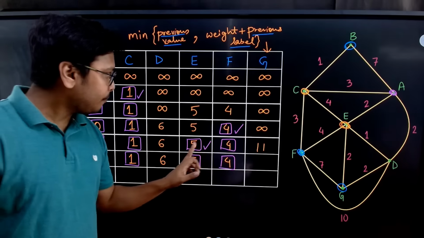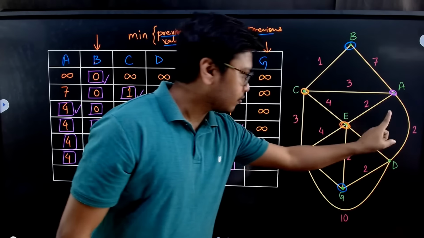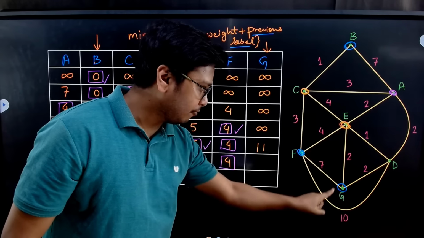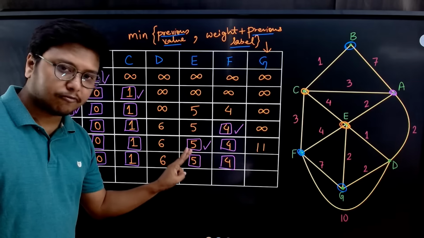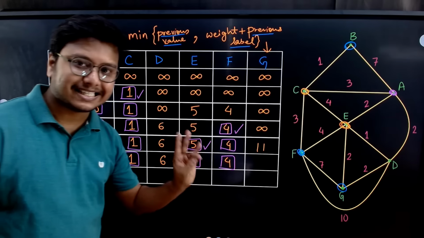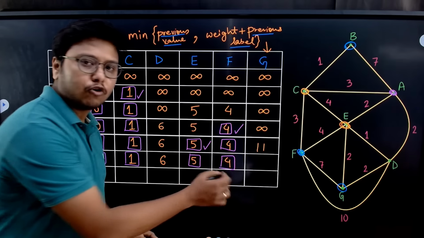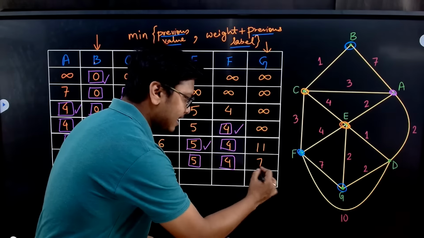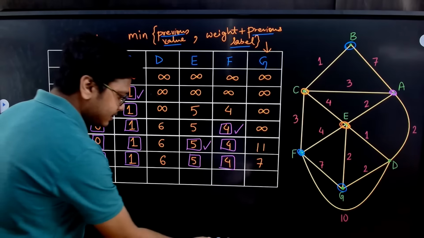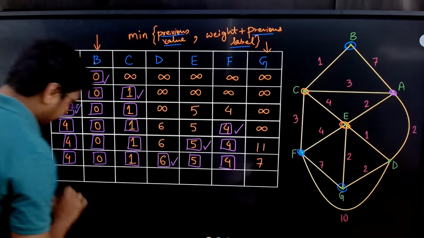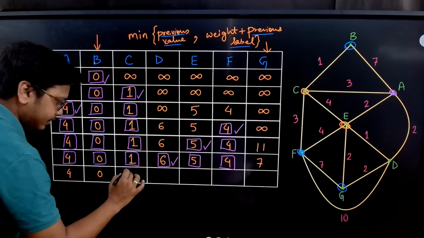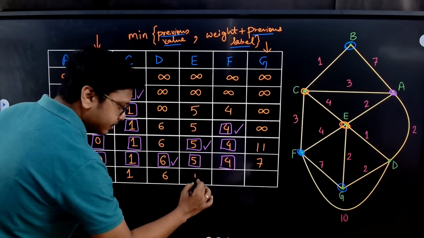From E to G, the weight is 2, and the previous label is 5. So 5 plus 2, that's 7. Minimum of 11 comma 7, so that is 7. And we can see the minimum is the 6 value. So we label the 6, put a tick beside it, and carry forward with our calculation just like before.